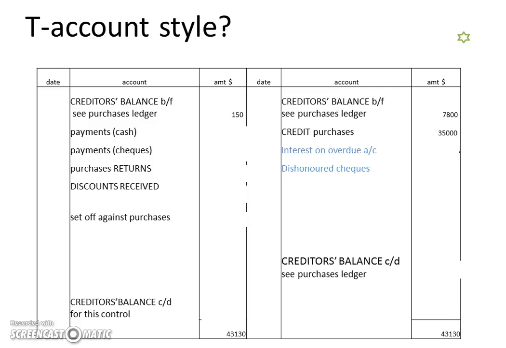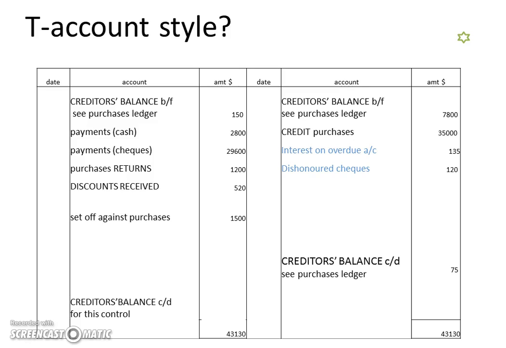So the purchase is 35,000. The overdue charge is 135. The dishonored checks 120, and that creditor's balance that we have at the bottom $75. And the figures that are going to reduce this total will be the $2,800 in cash that we paid, along with the $29,600 by check, the returns of $1,200, the discounts of $520, and the set-offs of $1,500.